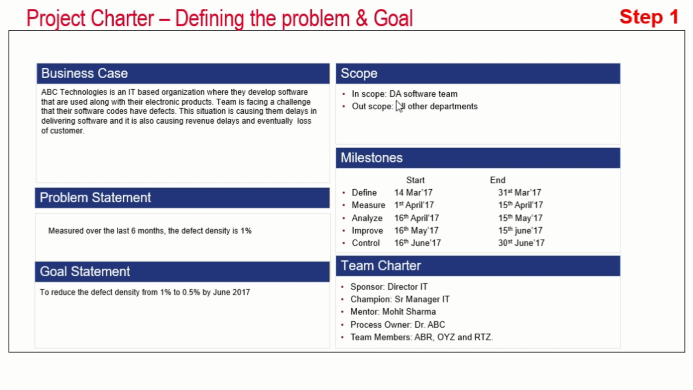The in-scope is the DA software team and the out-of-scope is all other departments or any other software development team. They started their project in March and wanted to finish it in June, so the team was on a tight schedule. The sponsor of this project was the IT director, the champion was the senior manager of the IT department, and there is a mentor, there are process owners and the team members.